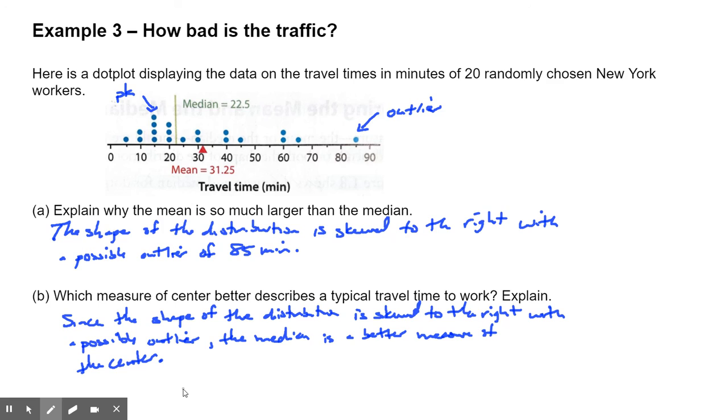So try to commit this to memory, right? If you're symmetric, no outliers, the mean. If you're skewed with outliers, you want to use the median. All right, great. Good luck on your homework tonight.